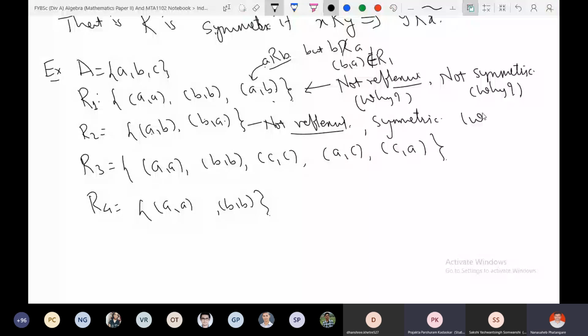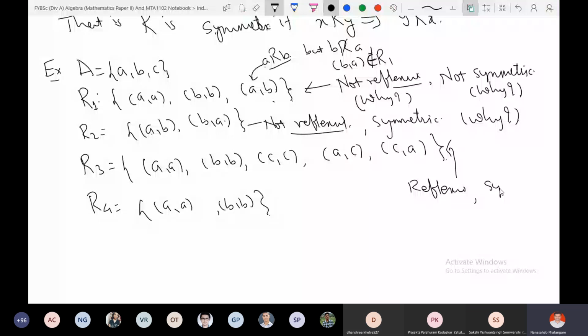Right. So you write down all the reasons why. Fine. R3. Is R3 reflexive? Yes, sir. R3 is reflexive. Is it symmetric? Yes, sir. Symmetric.